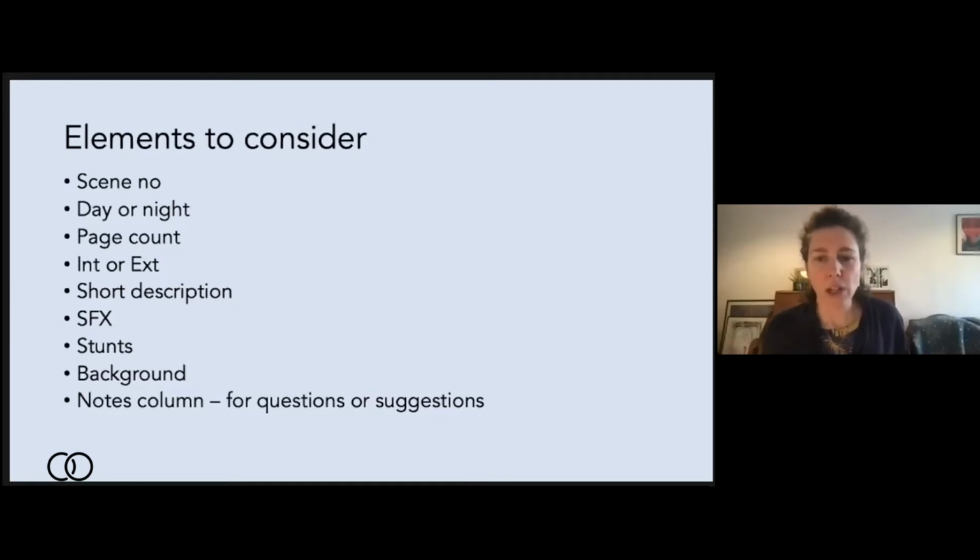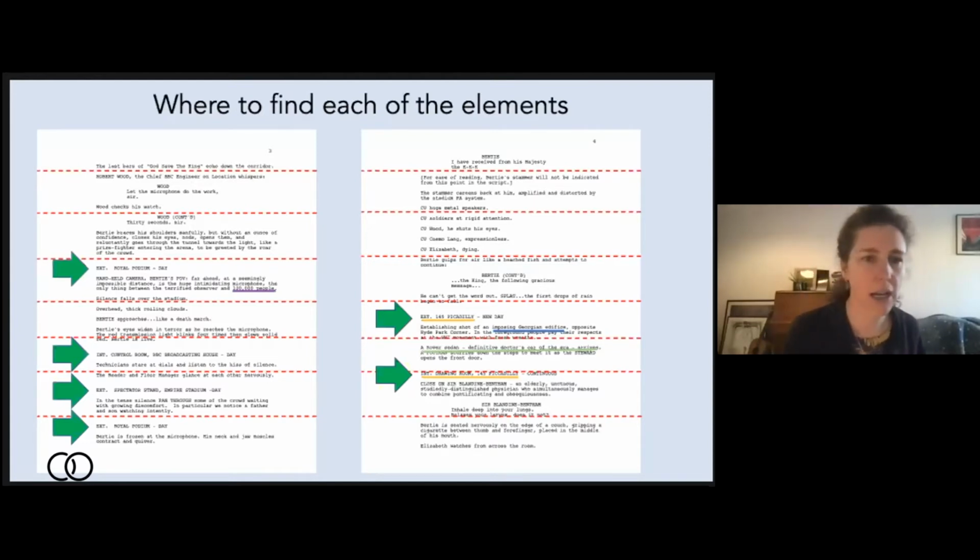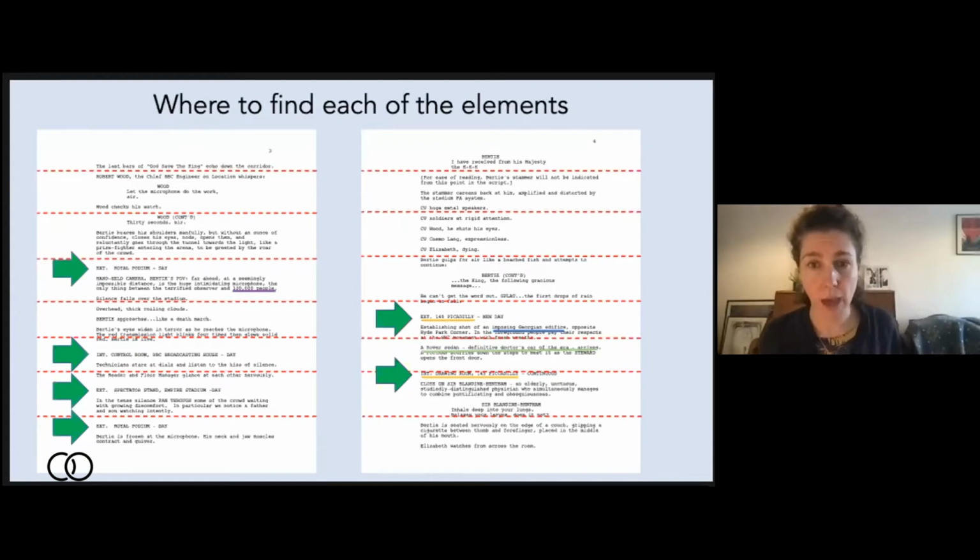So now we're going to look at where to find each of the elements. What I've got here is some pages stolen from the internet of the King's Speech. It's a script that's in the public domain, also one that possibly we're all aware of. Sadly, it's devoid of scene numbers, so I've done some highlighting. The green arrows are where the scene headers are and where you'd ordinarily find the scene numbers.